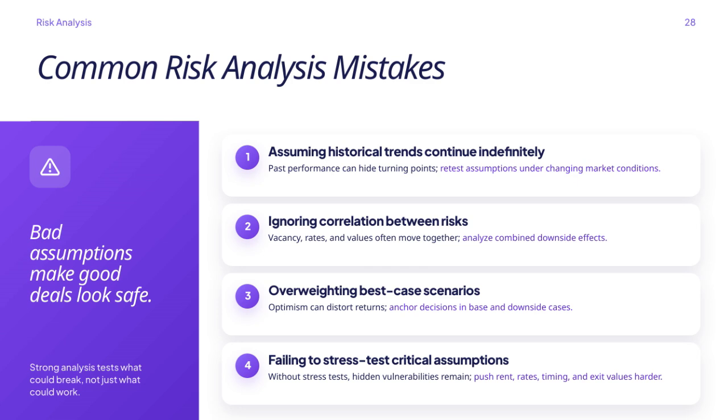Finally, not stress testing critical assumptions leaves hidden vulnerabilities unaddressed. Pushing variables like rent, interest rates, timing, and exit values harder helps identify where a deal might break. Strong analysis isn't just about what could go right. It's about rigorously testing what could go wrong.